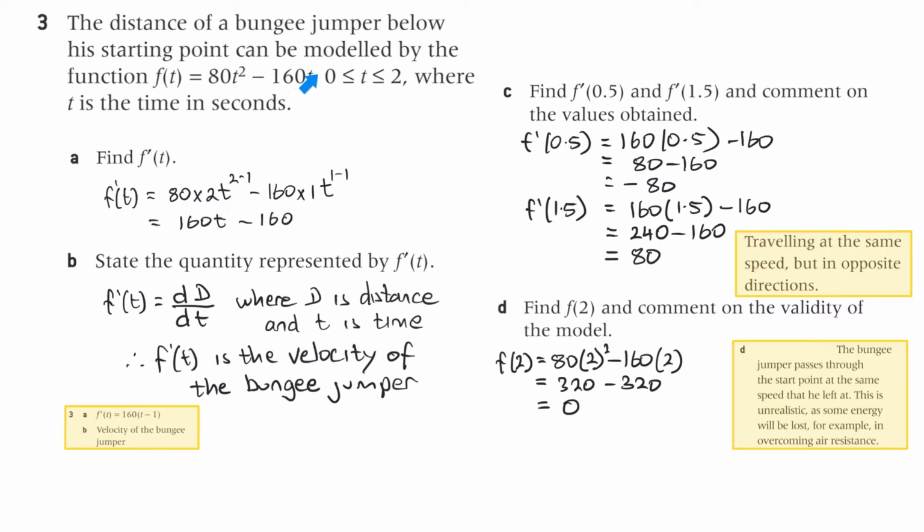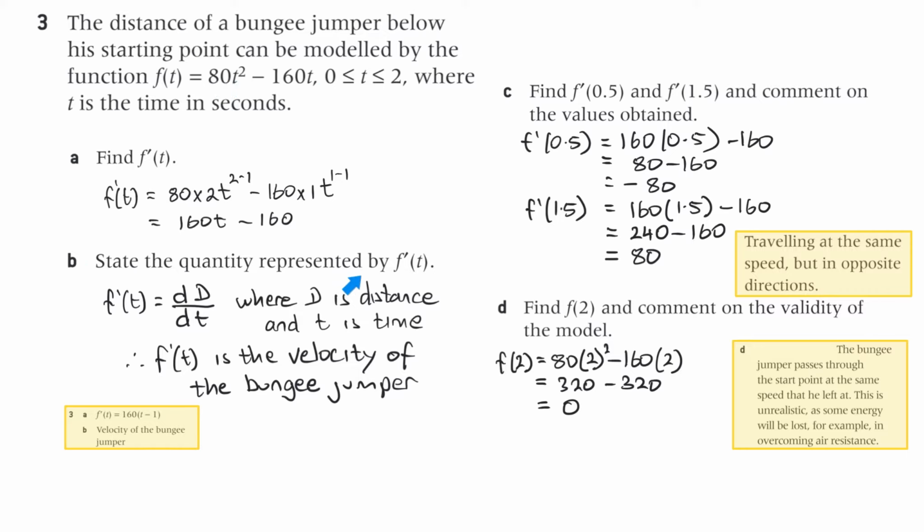This is minus 160 because that's t to the 1. Bring down the 1, that's 1 times minus 160, and then t becomes t to the 1 minus 1 power, which is t to the 0, which is equal to 1. It's a bit complicated the way I've explained that, but if you know how to take the derivative, it's just 2 times 80 times t, and then minus 160, and that's what we have here.